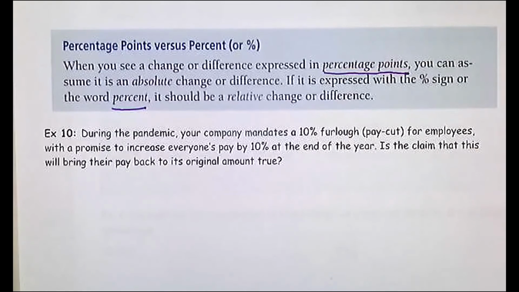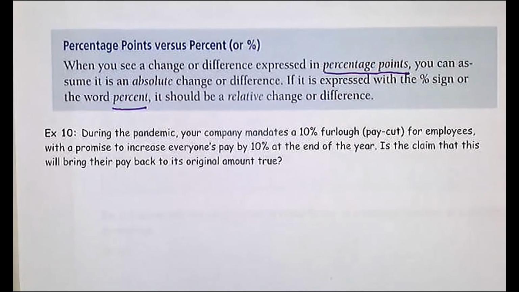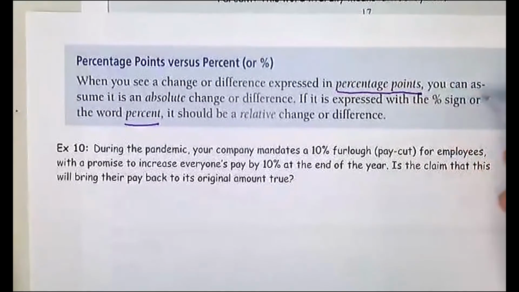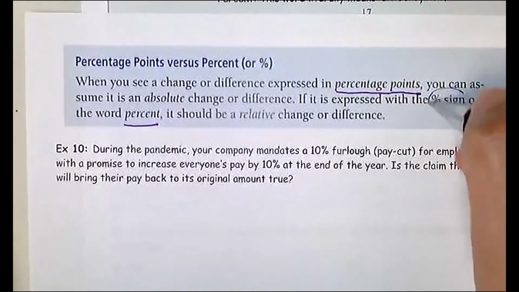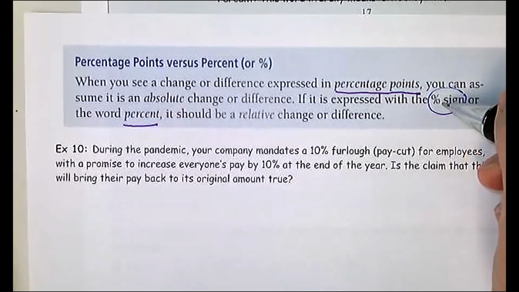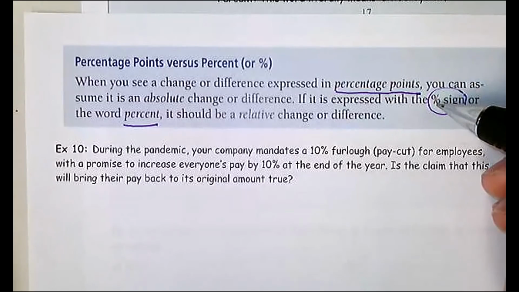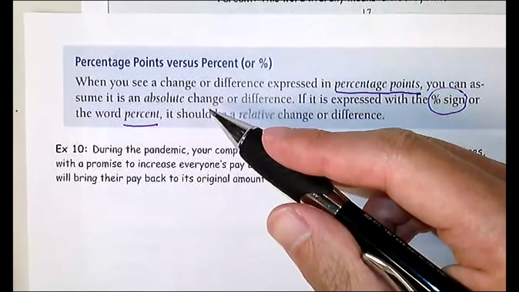Maybe if the question doesn't have a percent sign, we can assume that's absolute change. But if it has a percent sign, we can assume it's relative change. Very good. You get the idea. So the only thing we need to pay attention to is, do we have a percentage sign? If we have, then it's a relative change. If we do not have, it's an absolute change.